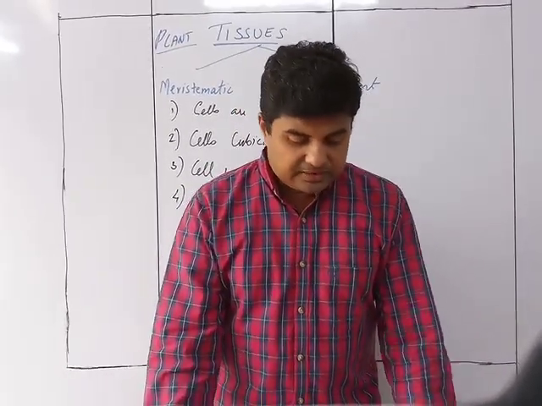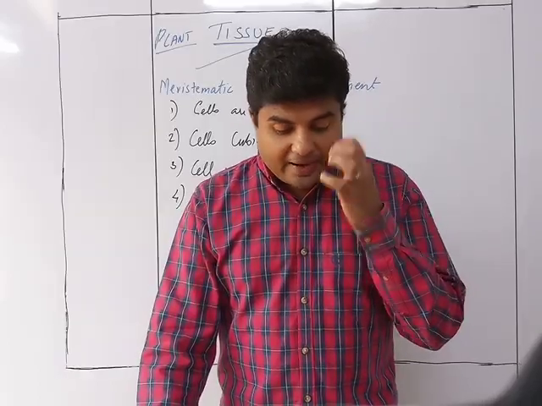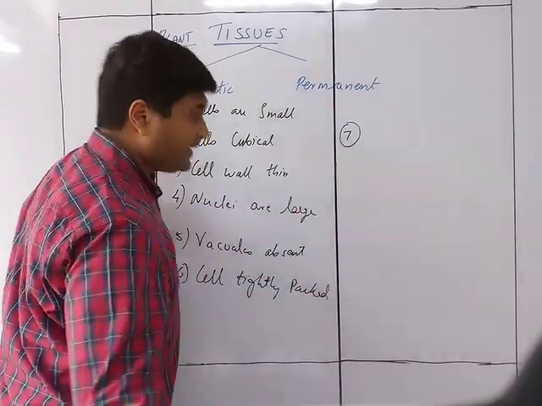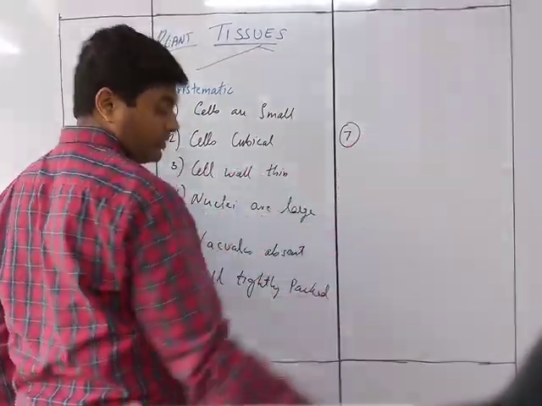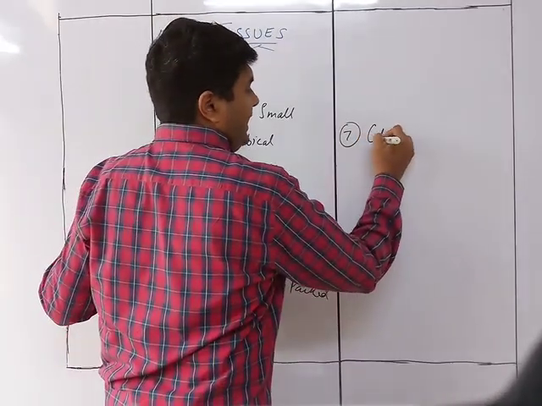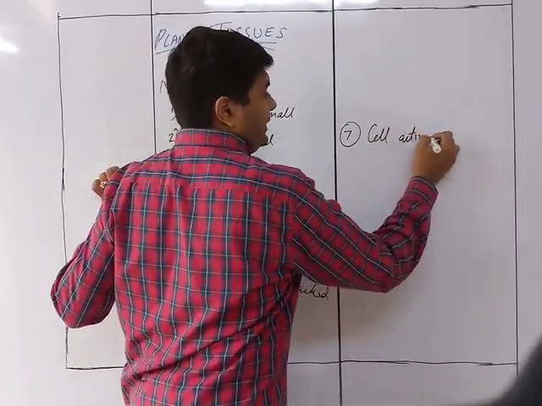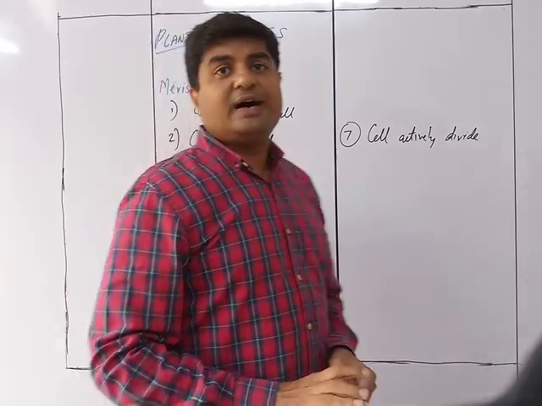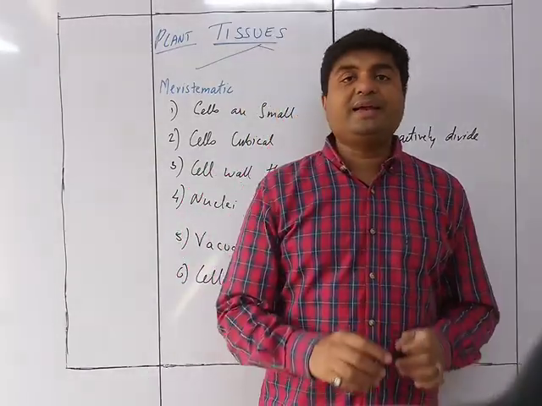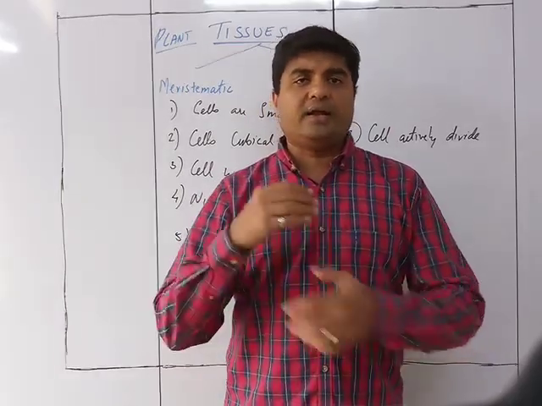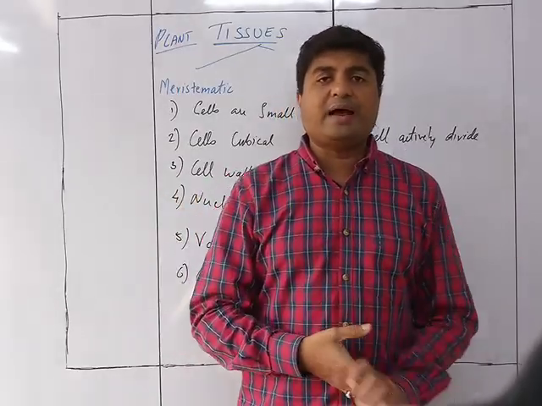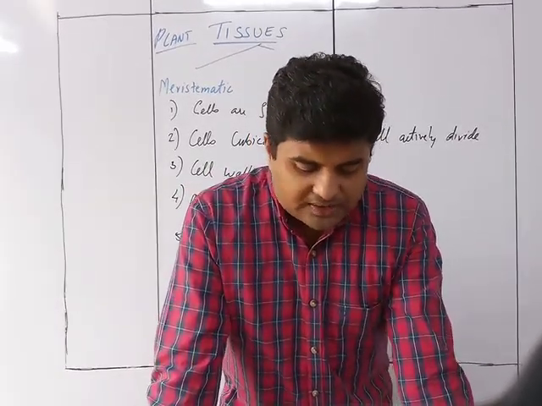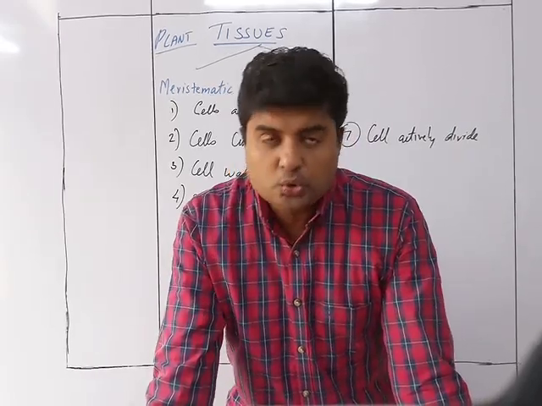Next one is cell actively divides, adding new cells to the plant. So you have here the seventh one, cell actively divides to form the new ones. You can see that because they are the growing parts of the plant, they need to keep on dividing again and again, so that the size of the plant is growing and new leaves and everything are being grown. So the cells actively divide, adding new cells to the plant.